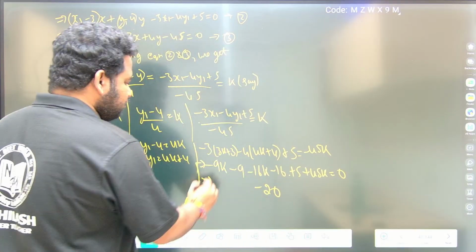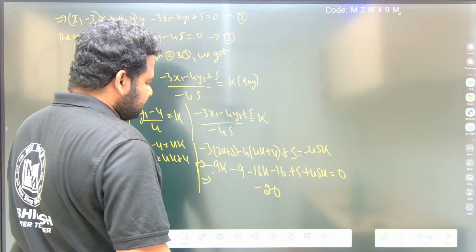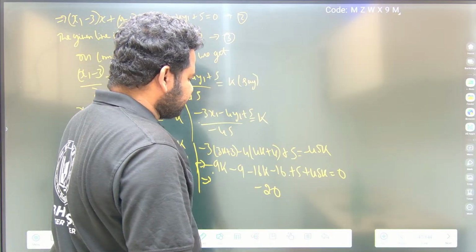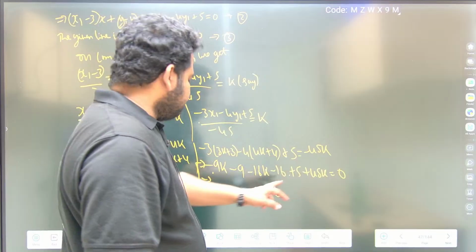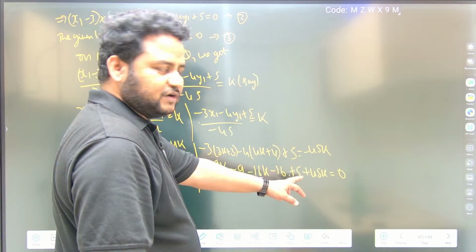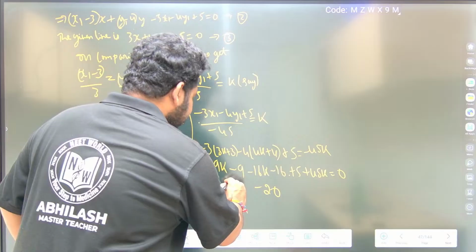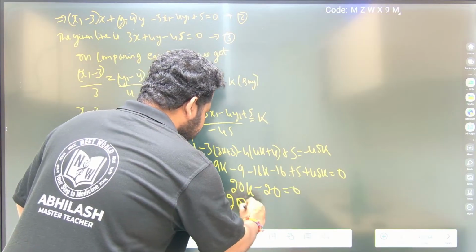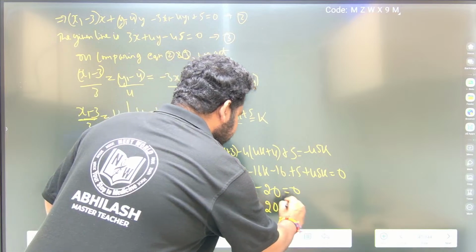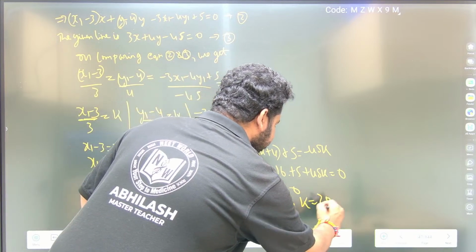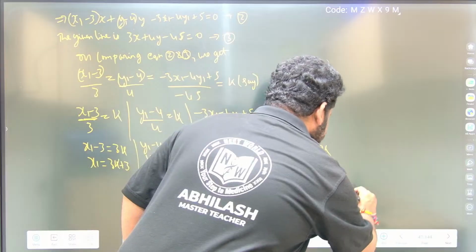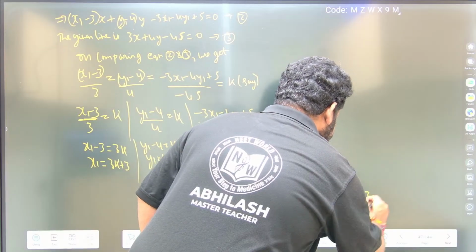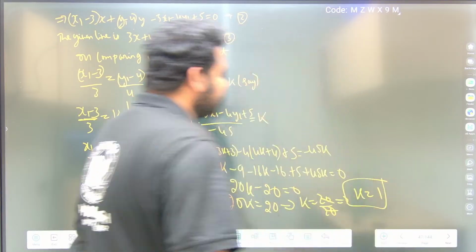What about the k value? Minus 9k minus 16k is minus 25k. Minus 25k plus 45k is 20k. So 20k minus 20 is equal to 0, so 20k is equal to 20. This implies k is equal to 20 by 20. 20 will cancel, so the k value is 1.